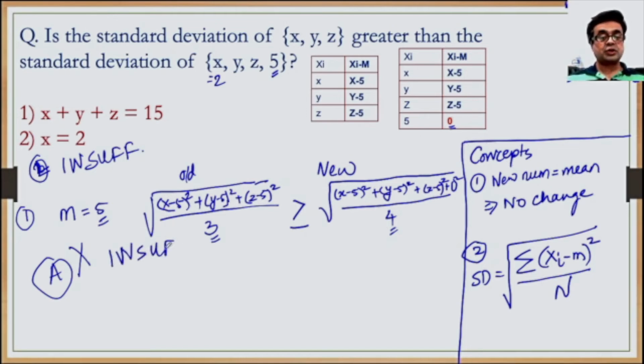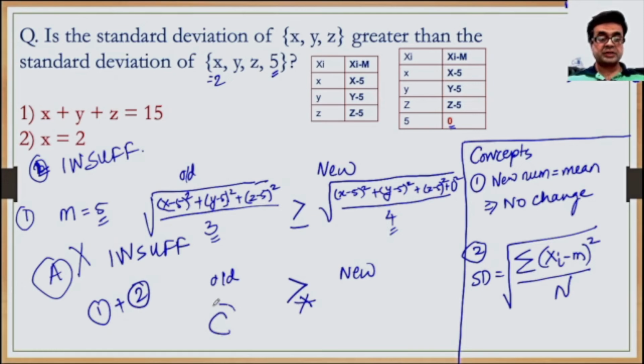The correct answer to this question is C, because when you combine statements 1 and 2, then you know that at least one number, which is x equal to 2, is different from 5, which means the numerator of these formulas cannot be 0, which means the only possible case is the inequality where old is greater than new. The equality possibility is not possible anymore. Hence, the answer to this question is C. When you combine both the statements, you have sufficient information to answer the question.